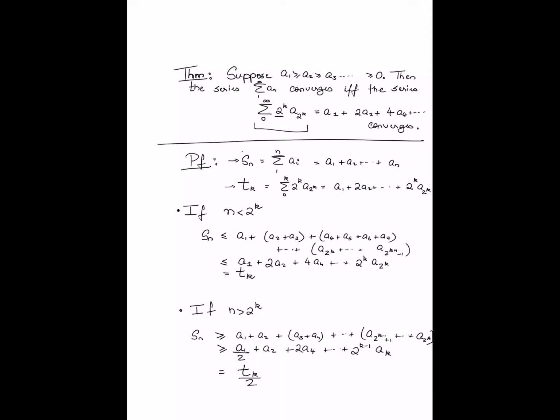Okay, so again, what does this tell you? The first part of this calculation told you that if the tk sequence is bounded, then the Sn sequence is also bounded. The second calculation tells you that if the Sn sequence is bounded, then the tk sequence is bounded, right? So what that means is that the sequences Sn and tk are both bounded or both unbounded.